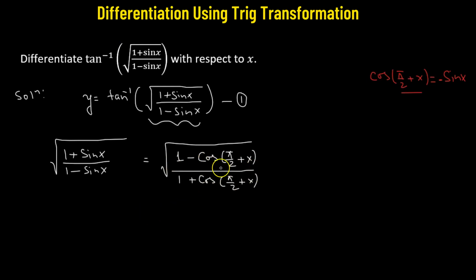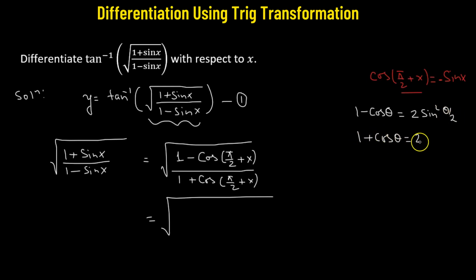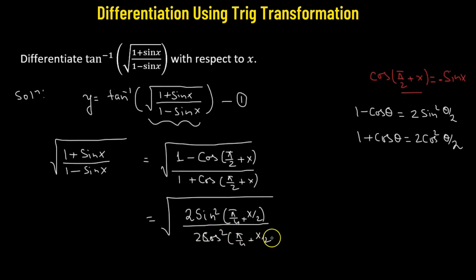So this will now be equal to square root of, now we can further simplify this where we can use the half angle formula. If we have 1 minus cosine of theta, that will be 2 times sine squared theta over 2, and 1 plus cosine theta gives us 2 times cosine squared theta over 2. So we'll use this half angle formula. In our numerator we have 1 minus cosine of pi over 2 plus x, so that becomes 2 times sine squared. Here we'll have to take the half of pi over 2 plus x, which becomes pi over 4 plus x over 2. Whole thing divided by the half angle formula for 1 plus cosine of pi over 2 plus x. So that becomes 2 times cosine squared of pi over 4 plus x over 2.